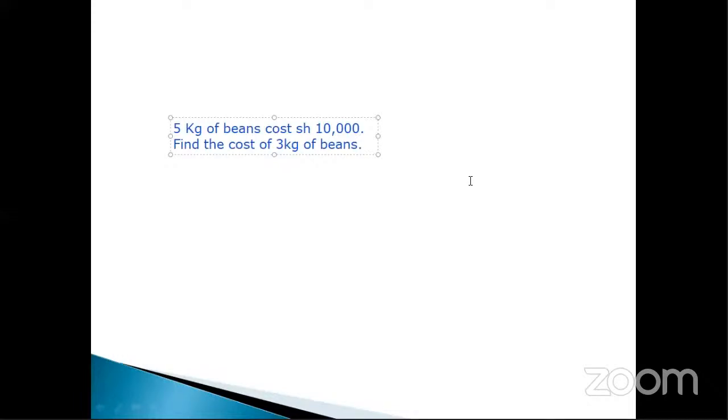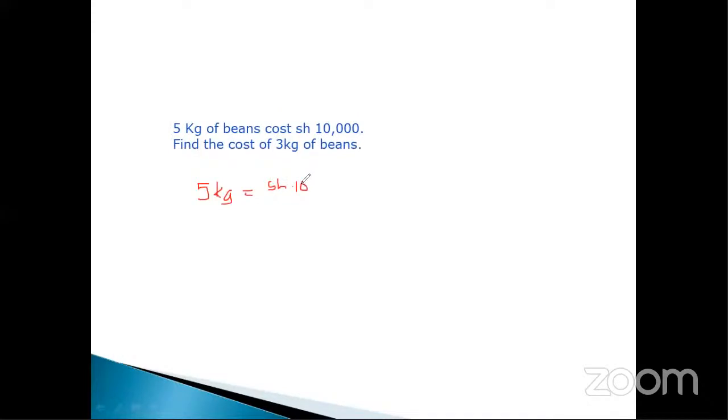We first get the price of one item. We first get the price of 1 kilogram of beans. We divide 10,000 by 5 kilograms. Okay, that is very good. So here we first get the cost of 1 kilogram before we think about multiplying, because they are saying that 5 kilograms of beans is equal to 10,000. The whole 5 kilograms is 10,000.